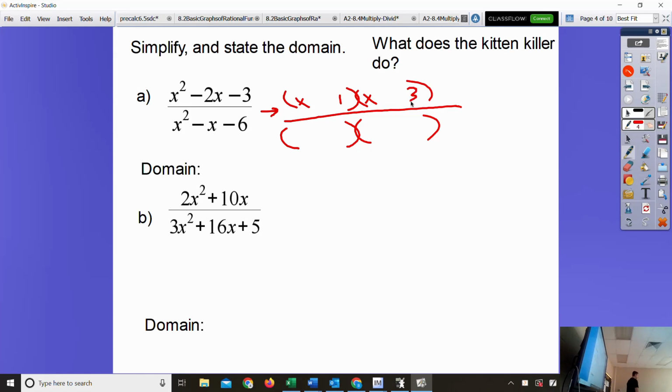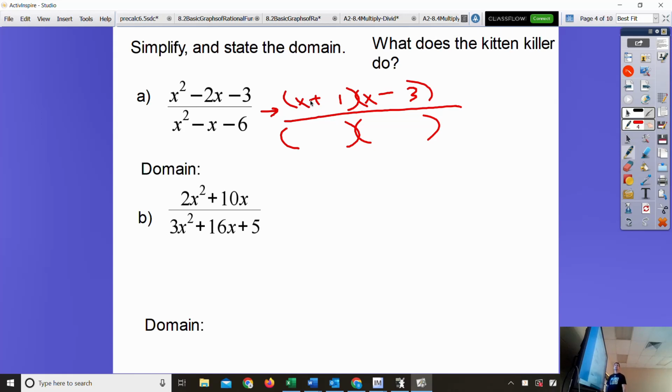What do you want to add to, up top in the numerator? What do you add to in the numerator? -2. Well, how do you arrange a 1 and a 3 so that you add to -2? -3 plus 1.